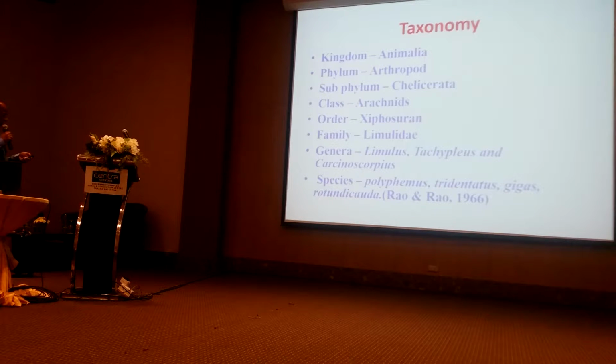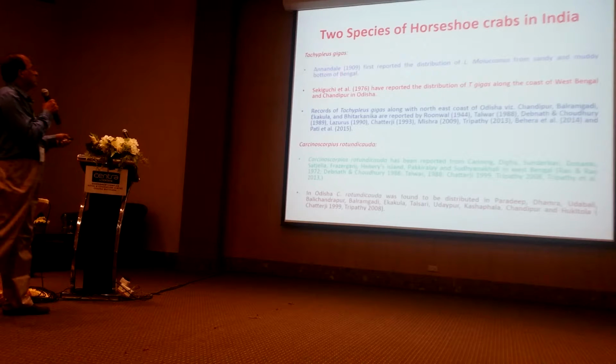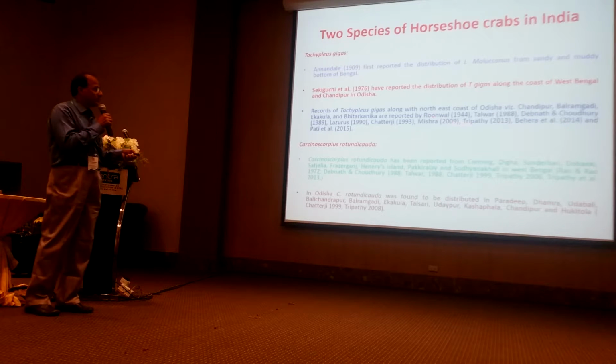This is according to Rao and Rao. The kingdom Animalia, phylum Arthropoda, and two types of genera, Limulus, Tachypleus and Carcinoscorpius, but in the Indian context Limulus polyphemus is not available; Tachypleus gigas and Carcinoscorpius rotundicauda are confined to the Indian coast. So throughout the available literature, you can see two types of horseshoe crabs are present on Indian beaches.